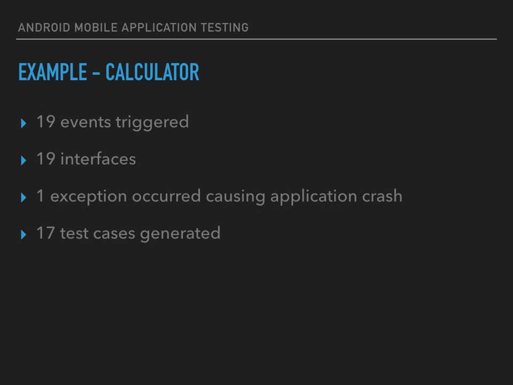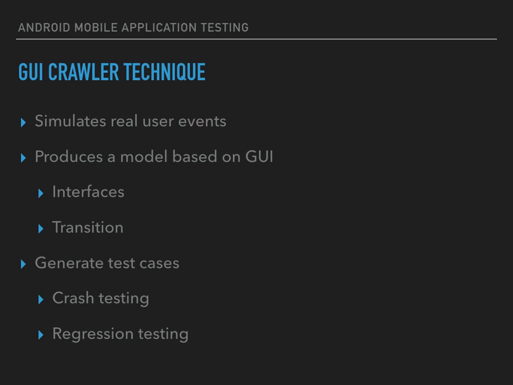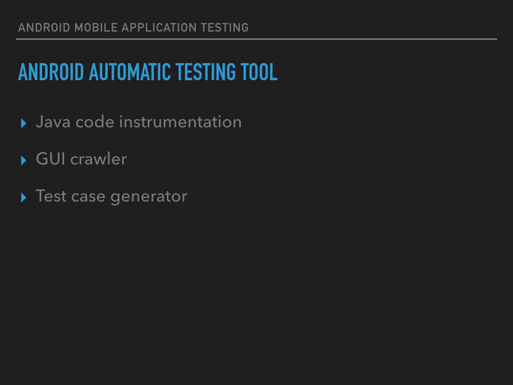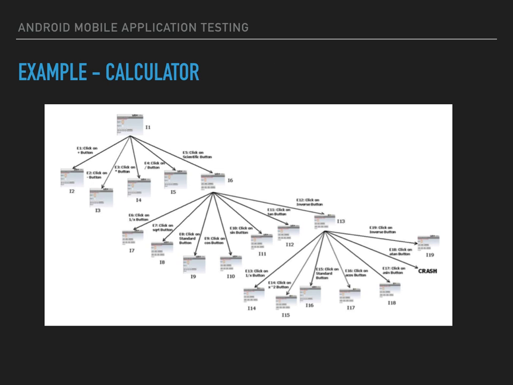So as you can see here, the GUI crawler technique is quite useful as it allows us to create and generate test cases. It allows us to identify crashes, and along with those test cases, it allows us to perform crash testing as well as some regression testing, which is really, really important.